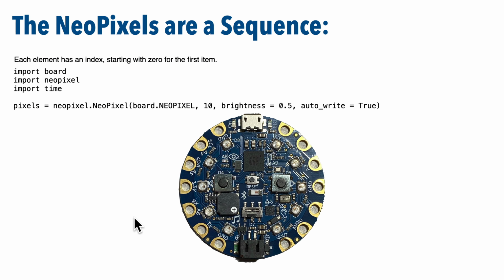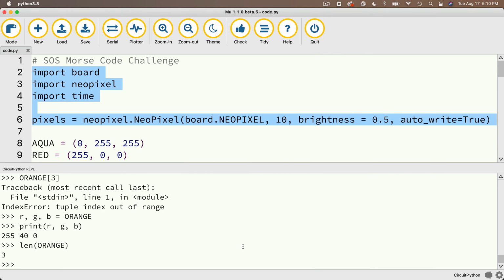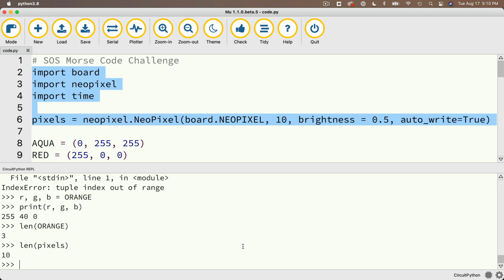Now why are we learning this? Well, it turns out that the neopixels are also a sequence. So you can see that we've defined our neopixels with the name pixels and stated that there are 10 neopixels in the sequence, and these lights are numbered around the CPB and they're zero indexed, so the first value is 0. The last light has an index of 9, which is 1 minus the length of 10. So back in the REPL, let's try out len, and in parentheses we'll put in pixels, press return, and look at that, we've got 10!